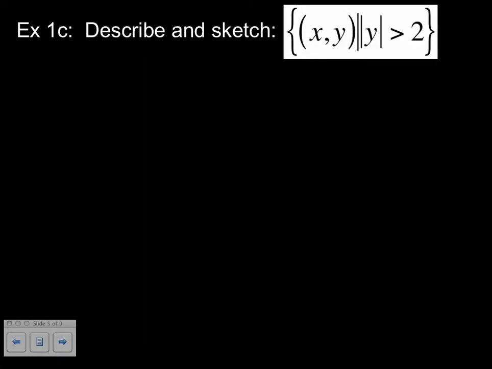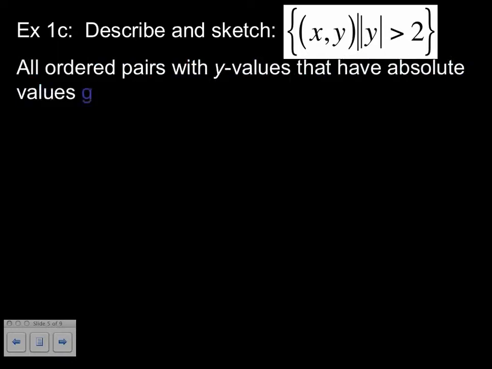Now in this one it's a little bit different. We want to sketch the ordered pairs (x, y) such that the absolute value of y is greater than 2. Now remember, when we talk about absolute value, we're talking about the distance from 0. So we want the y value distances to be more than 2 units away from 0. Which means we're talking about all the ordered pairs with y values that have an absolute value greater than 2.